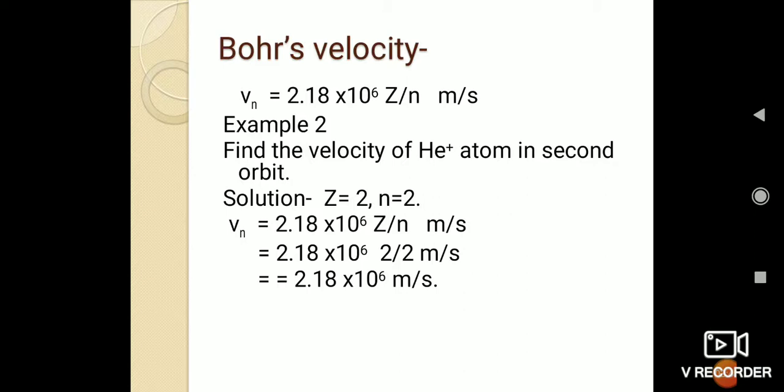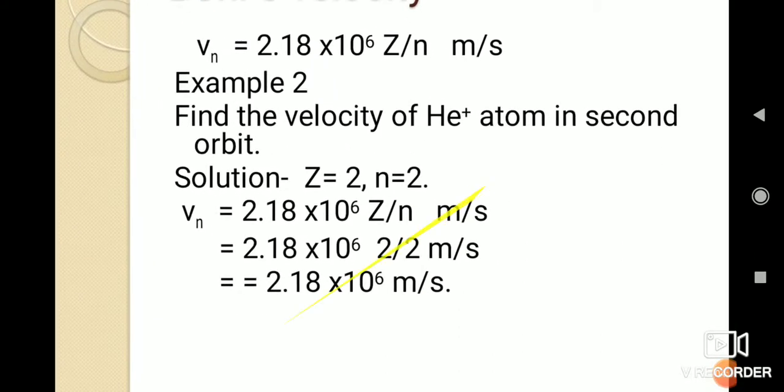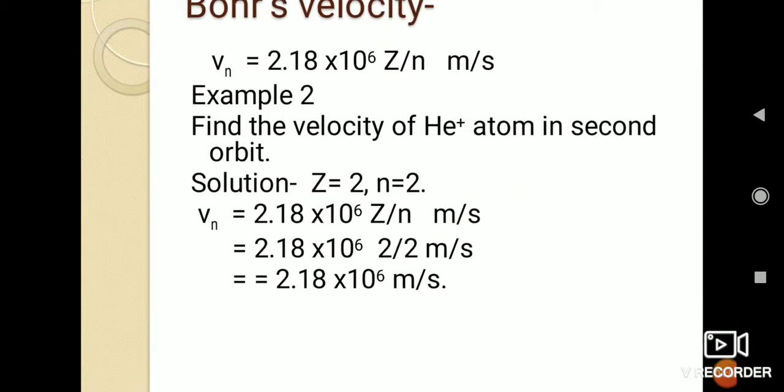Since He+ is a cation, it loses one electron. The number of electrons in helium is 2, and when it loses 1, it will have 1. That is why Bohr's model is applicable. To solve, vn equals 2.18 into 10 to the power 6, where Z is 2 and n is also 2. So 2 divided by 2 equals 1, and the answer is 2.18 into 10 to the power 6 meter per second.